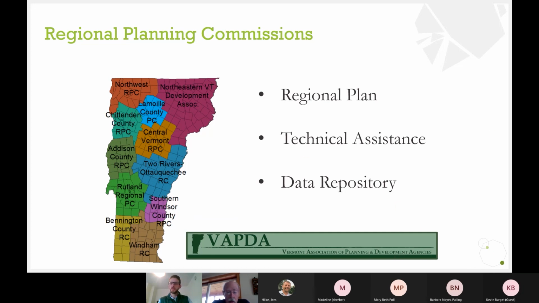These regional planning commissions also write a regional plan. It's more focused on the region, but we do want to make sure that the town plans agree in their overall vision with the regional plans. So they're planning at a different scale. That's something to be aware of, but they can be a great asset to your local efforts.